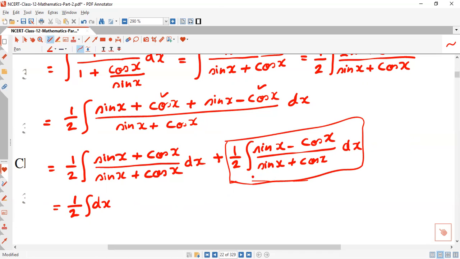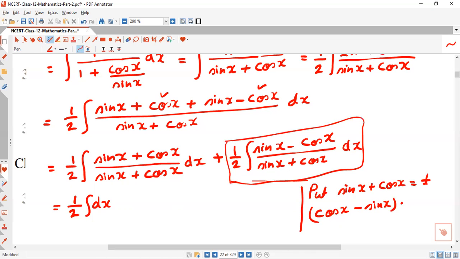For the second part, let's write it down here. Put sin x plus cos x equal to t. So you see cos x minus sin x dx equal to dt. What value are we getting here? Plus half integration. This comes out minus dt upon t.